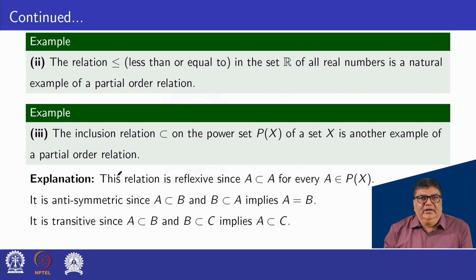Explanation: the relation is reflexive since A is a subset of A for every A belonging to power set of X. It is antisymmetric since A is a subset of B and B is a subset of A implies that A is equal to B. It is transitive since A is a subset of B and B is a subset of C implies that A is a subset of C.